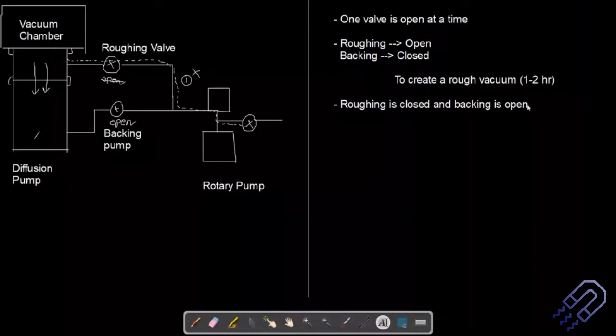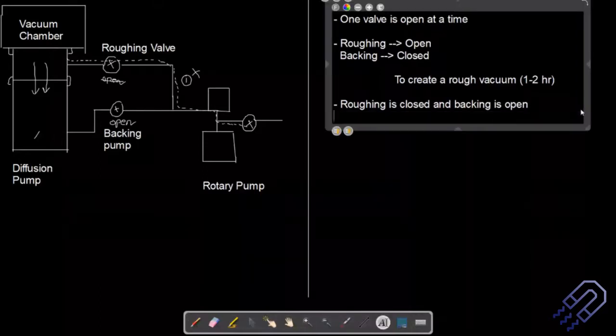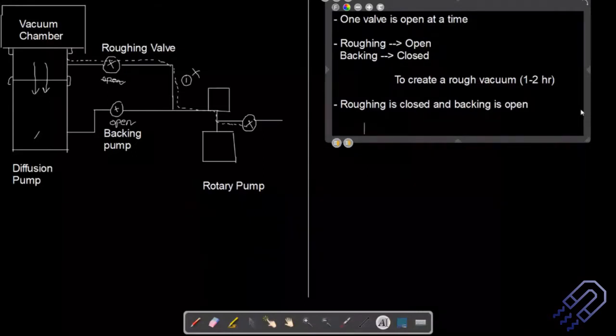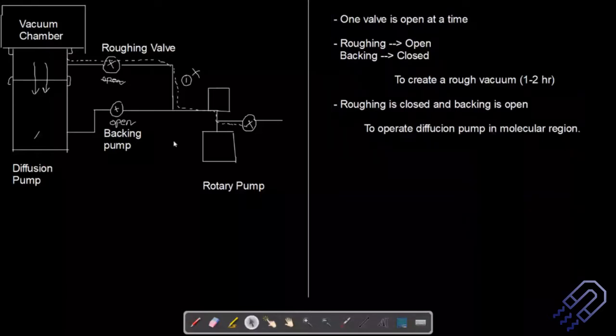Why I'm saying this, I hope you understand. Just go back to the previous image to explain this. To operate the diffusion pump, in the molecular region. So this is what is done. This is the block diagram of how they are used together. I'm saying this because I've already explained it here.